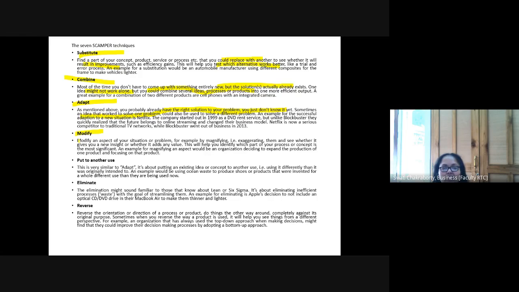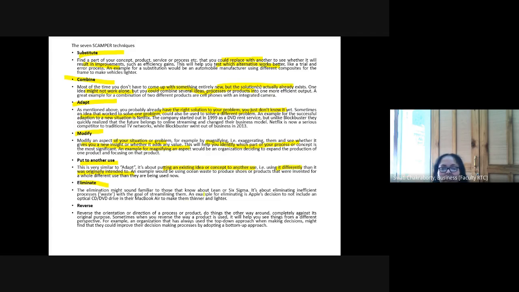Modify an important aspect of your situation or problem, for example by magnifying or exaggerating it, and see whether it gives you a new insight or adds new value, which would help you identify which part of your process or concept is the most significant. Put to another use is where you put an existing idea or concept to another use. It's very similar to adapt, using it differently than it was originally intended.